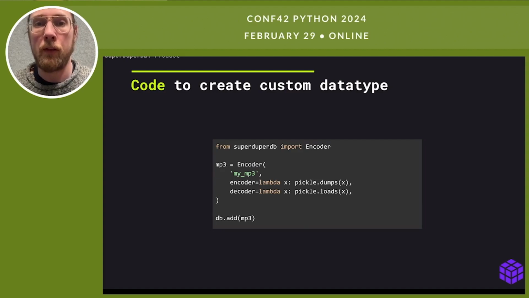You can create custom data types, so that allows you to do much more than you would do with a standard database. For instance, here I'm creating an MP3 data type, and the way this works is that you have this encoder object, and you tell your encoder how it should handle the bytes from a data point. So here we're just doing a simple encoding via pickle, but you can do whatever you like, and that's a theme in SuperDuperDB. You can define whatever functionality you need via our system of wrappers and encoders and connectors.